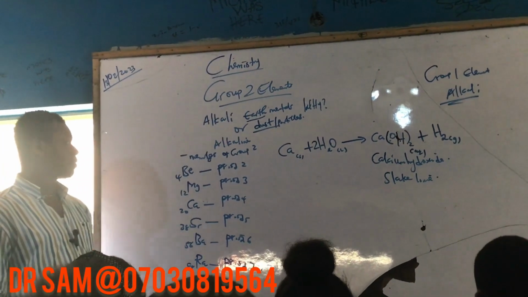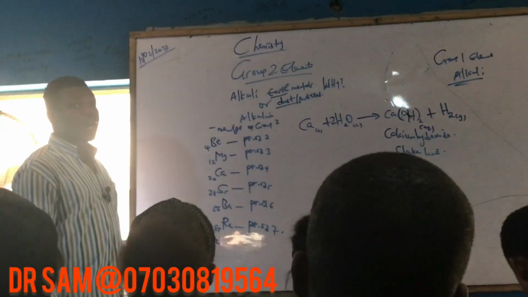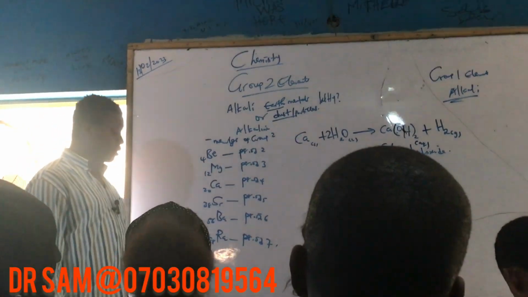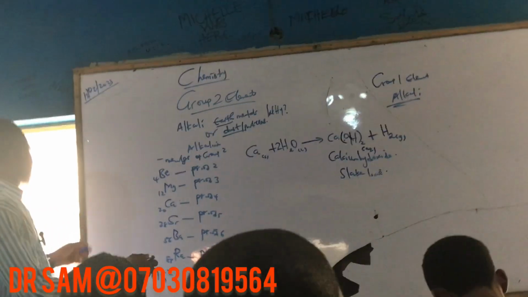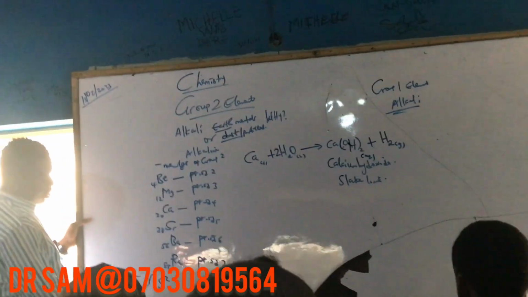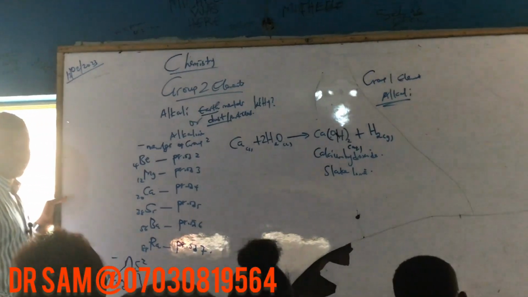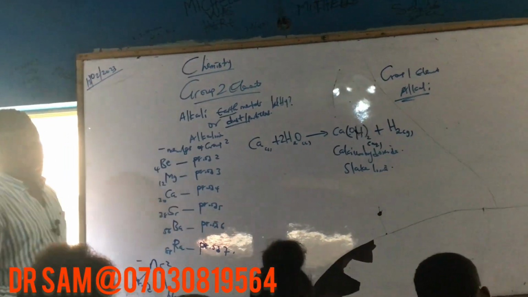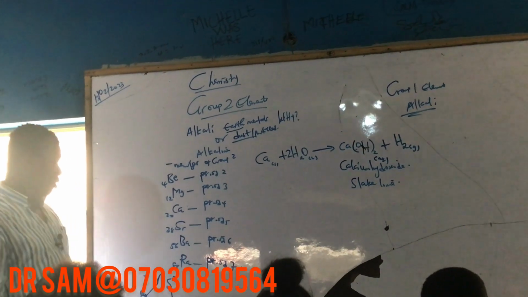Let's write. You can represent them as nsX2. N represents the period. S is the block. I taught us last time there are 4 blocks of the periodic table: the S block, P block, D block, and F block.